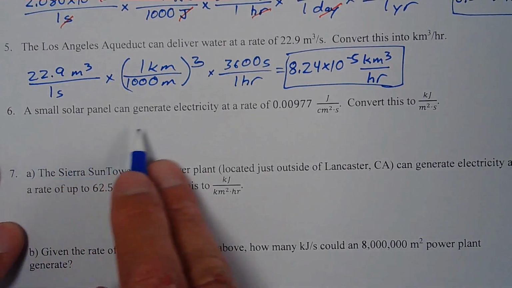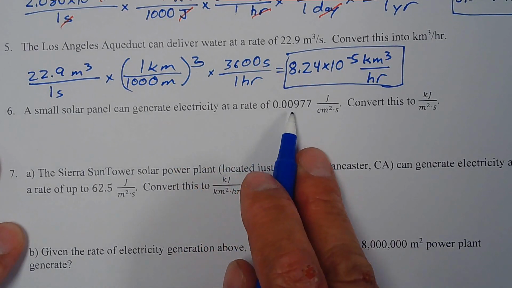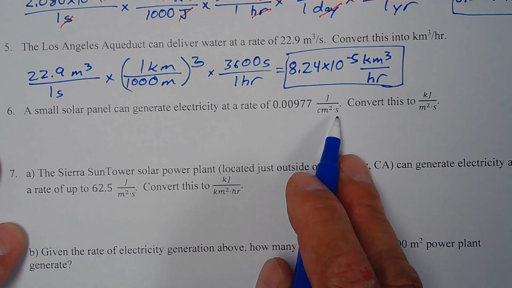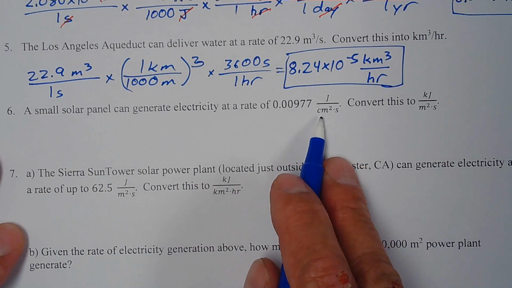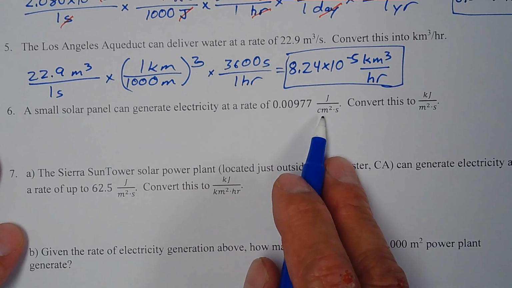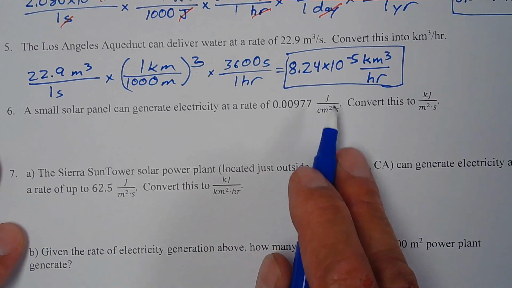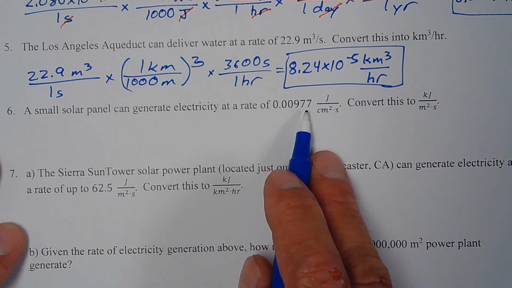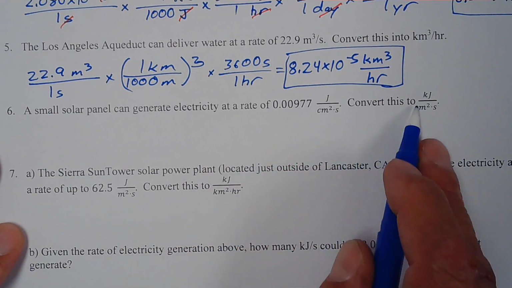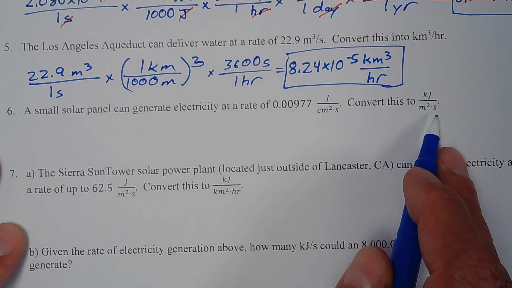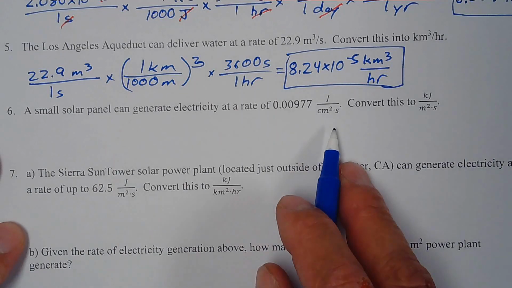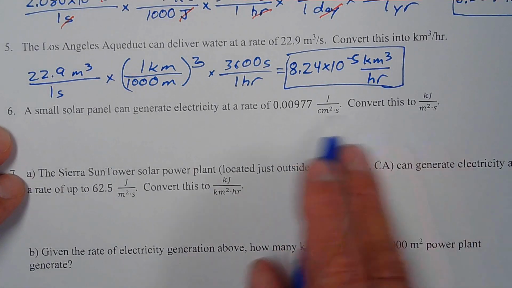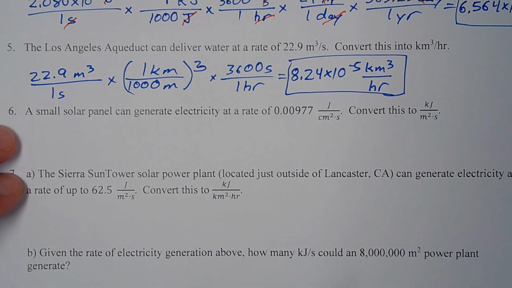All right, a small solar panel can generate electricity at a rate of 0.00977 joules per square centimeter second. In other words, for every square centimeter of solar panel, and for every second, I get 0.00977 joules. Convert this into kilojoules per square meter second. We're getting increasingly complicated stuff on the bottom of the fraction. And by the way, all of you have done chemistry, so you've all seen gas laws. You remember how complicated the units were in gas laws? Well, physics gets the same kind of treatment.